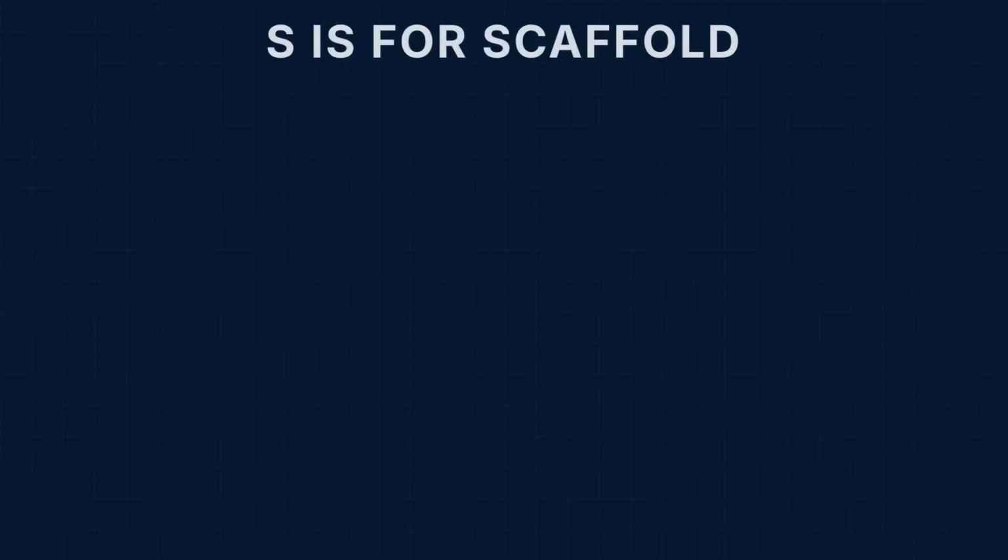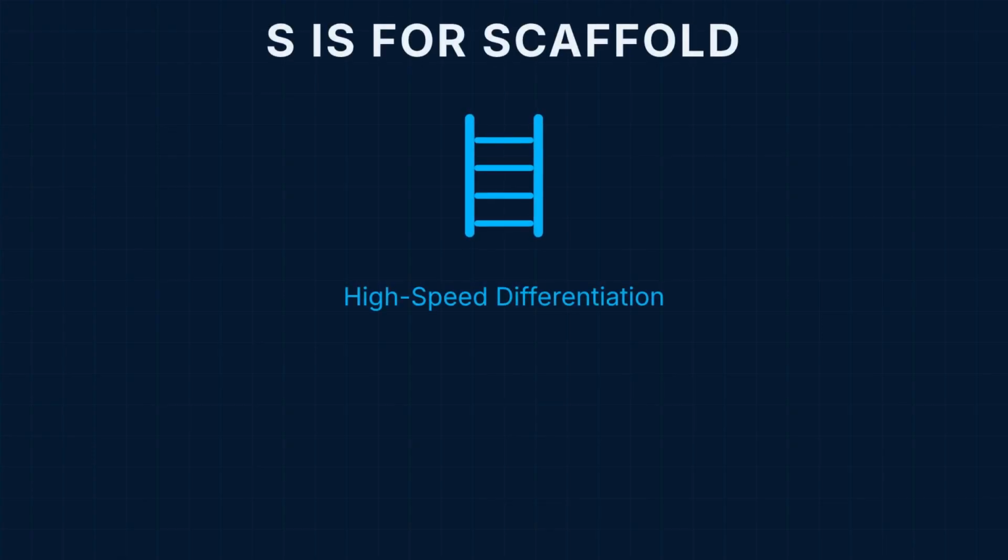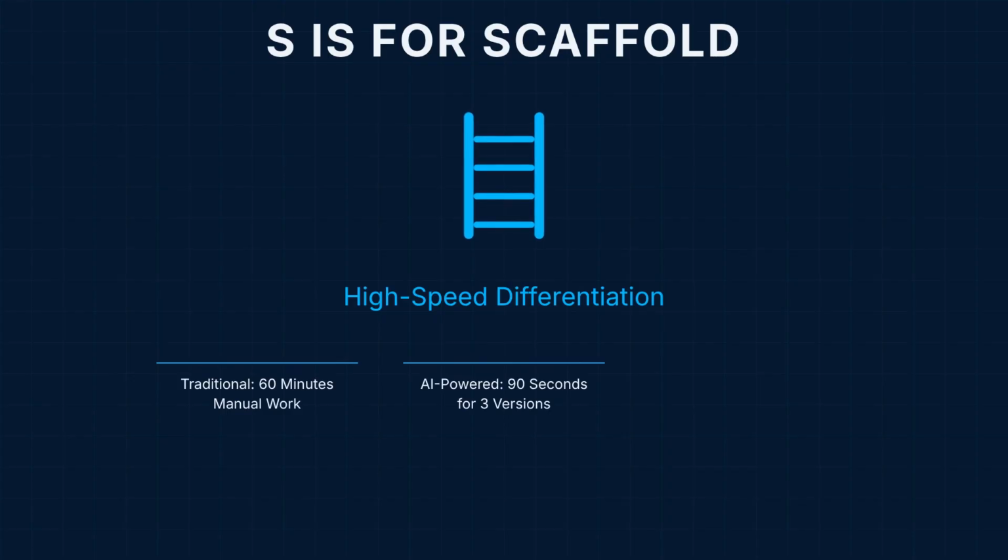S is for scaffold. Think of this as your high-speed differentiation engine. Traditionally, if you wanted to adapt a complex science article for a student with an MLL, that's Multilingual Learner, background, you'd be looking at an hour of manual rewriting.